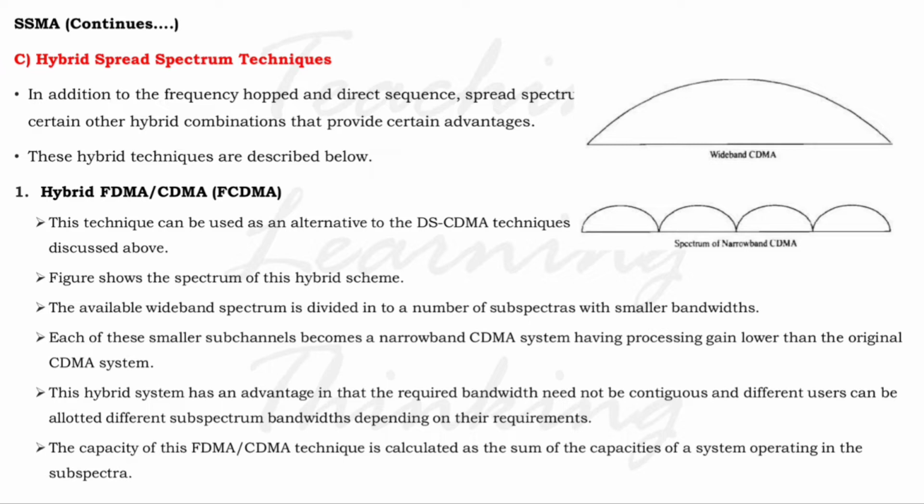This hybrid system has the advantage that the required bandwidth need not be contiguous, and different users can be allotted different subspectrum bandwidth depending on their requirement. The capacity of the FDMA/CDMA technique is calculated as the sum of the capacities of the systems operating in the subspectra.